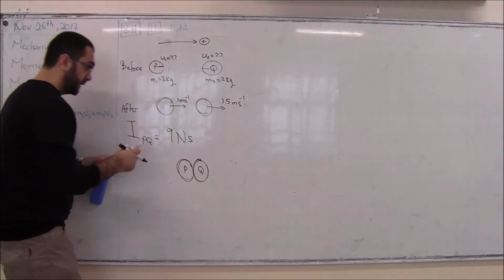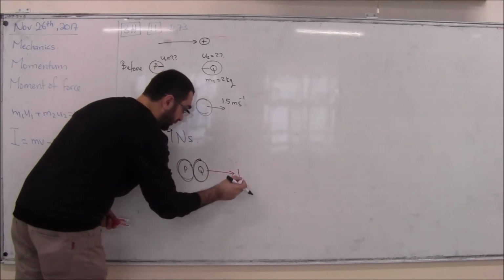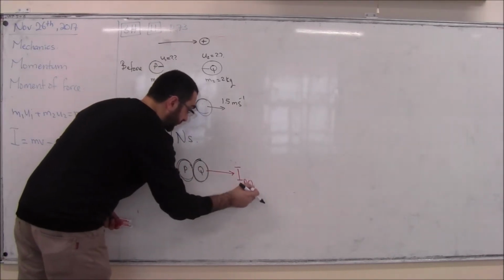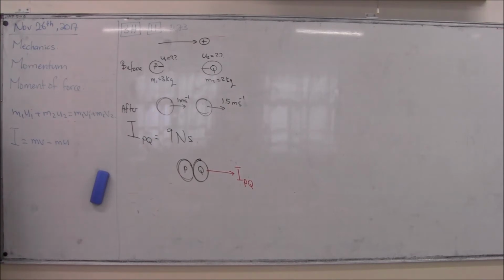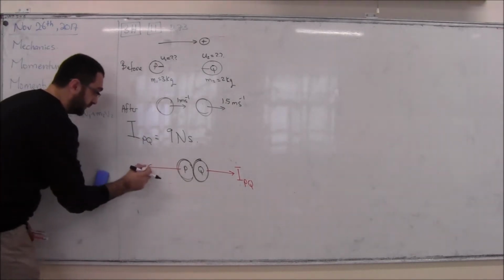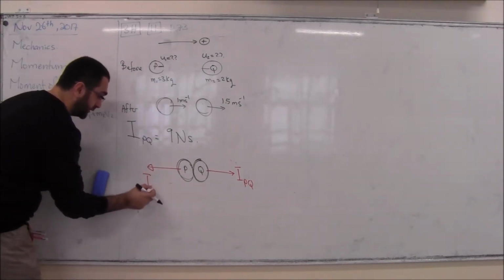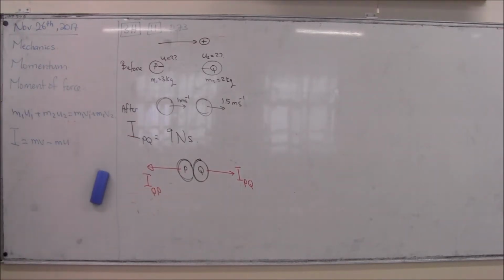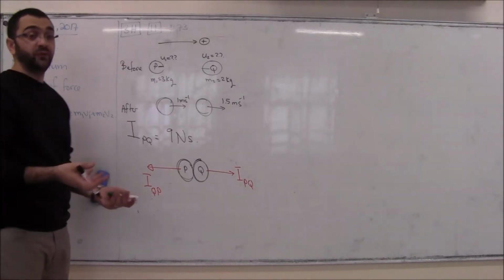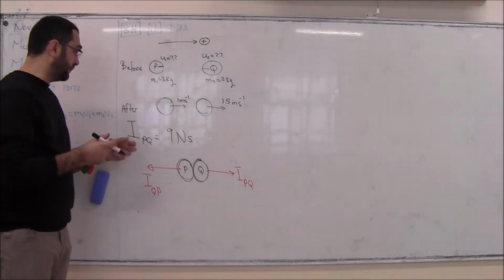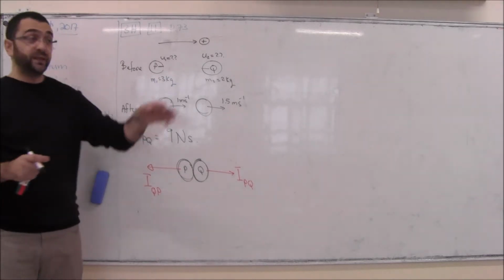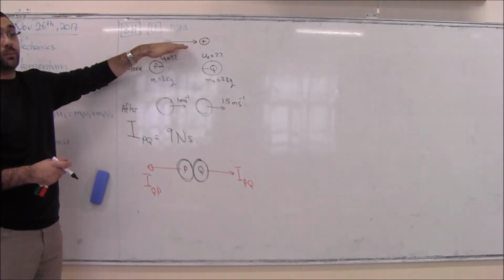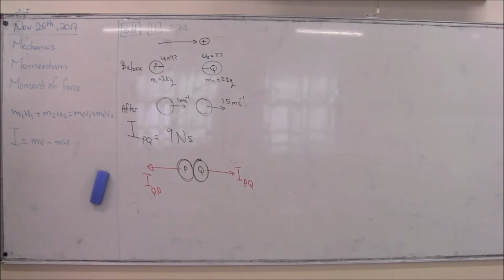This one here is the impulse of P on Q, and this direction is the impulse of Q on P. I have to draw this because if I did not, I would not know if the impulse is positive or negative. I have to substitute the impulse as either positive or negative based on my positive direction.